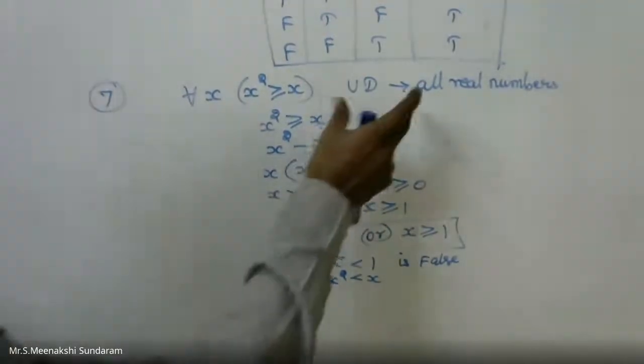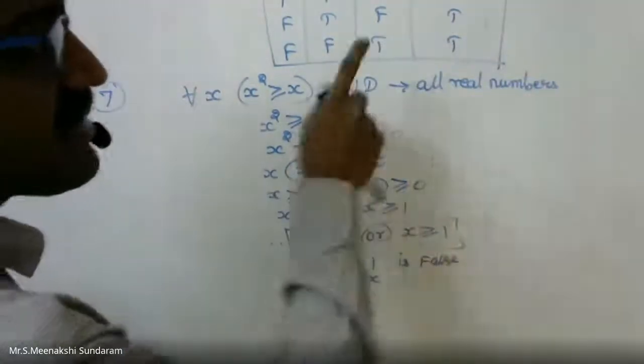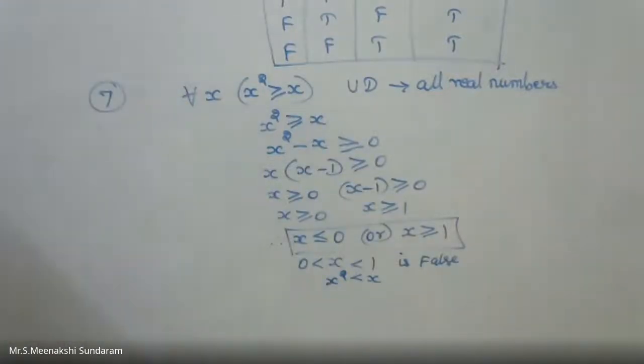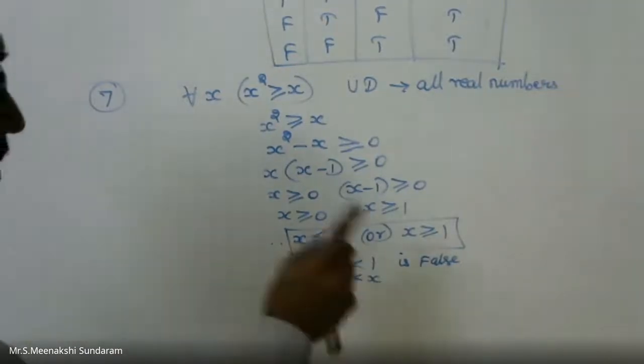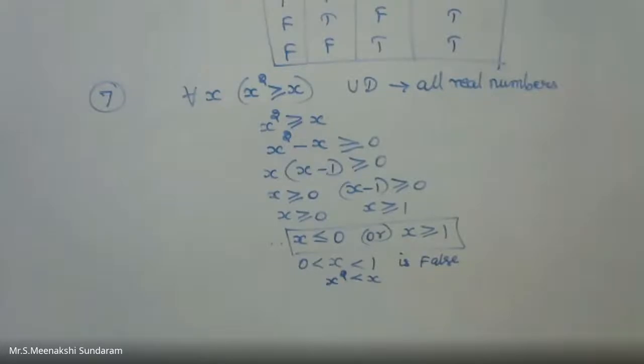The universe of discourse is all real numbers. Therefore, the statement is false. The truth value of the above statement is false, because it is false for the 0 to 1 case. Are we clear? If anybody has a doubt? Students, if anybody has a doubt? No, sir. Yeah. That is the universe of discourse.